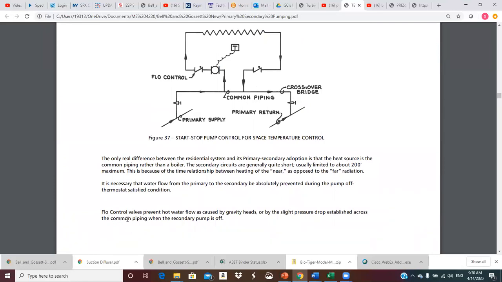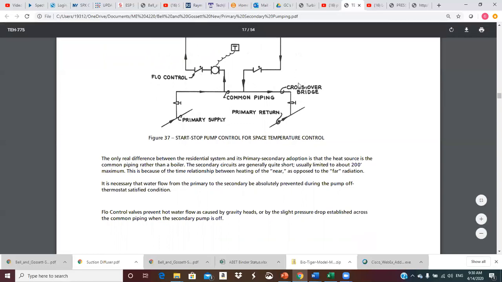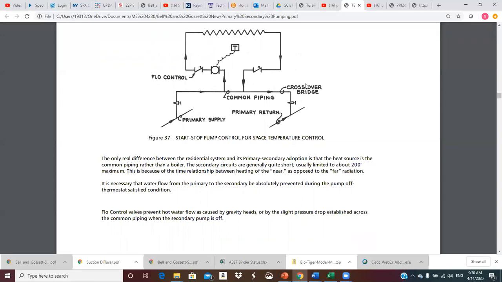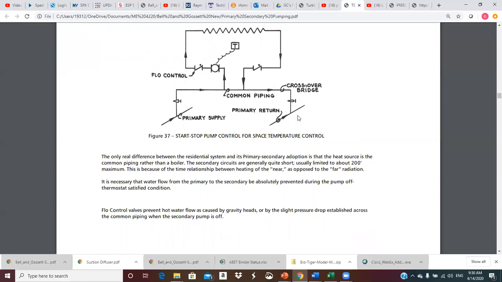So the note here: flow control valves prevent hot water flow as caused by gravity heads, or that's density differences, or the slight pressure drop established across a common piping when the secondary pump is off. So we will have some sort of a small pressure drop between this point and this point. And it's not impossible that could be enough to induce a small flow up here through the secondary, in which case you might lose some temperature control of the space.